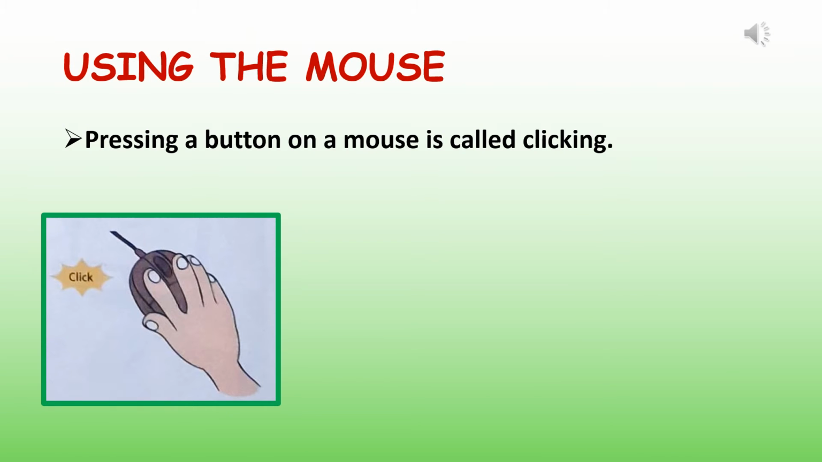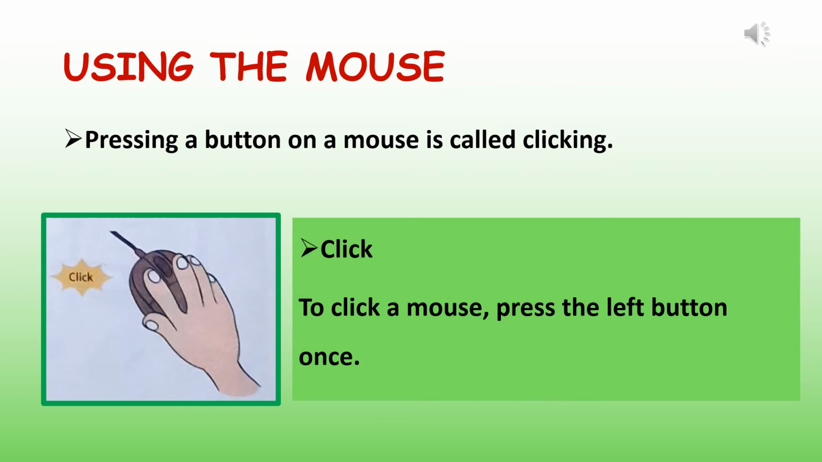In today's class, let us learn how to use the mouse. So pressing a button on a mouse is called clicking. So when we generally use the term click, we refer to clicking the left mouse button once.